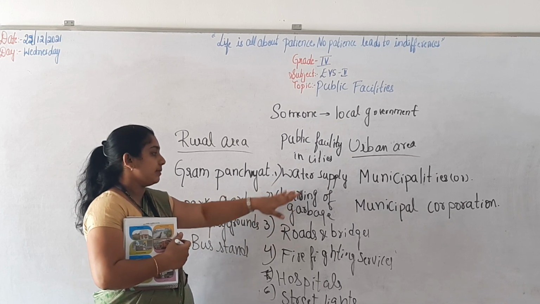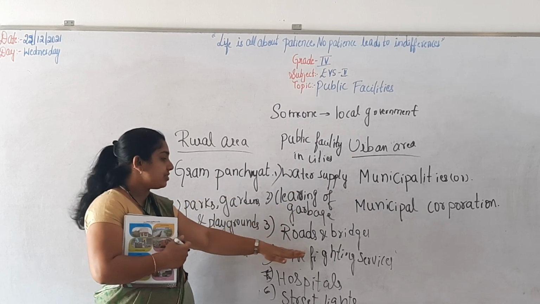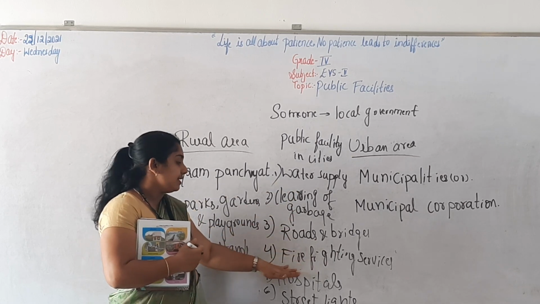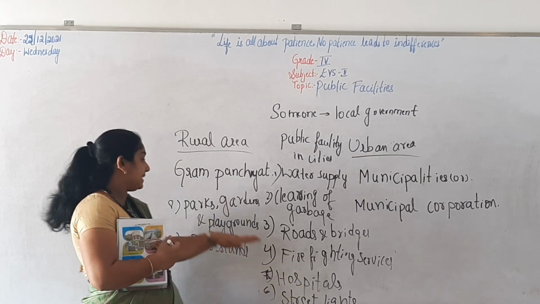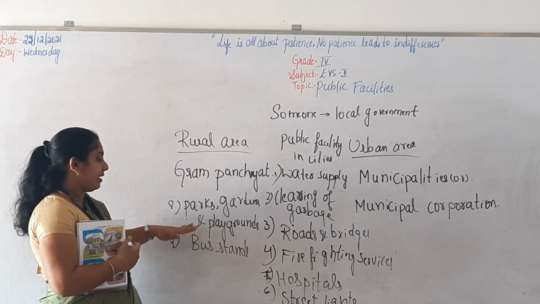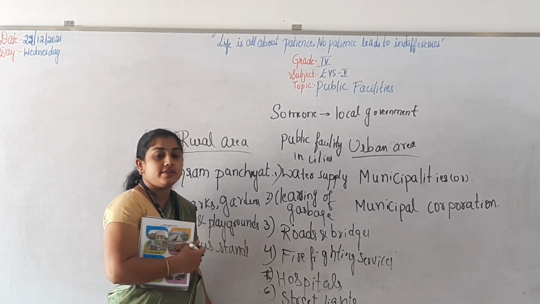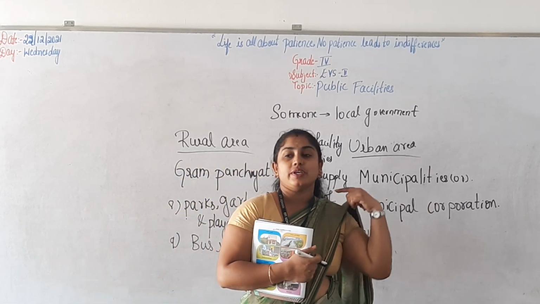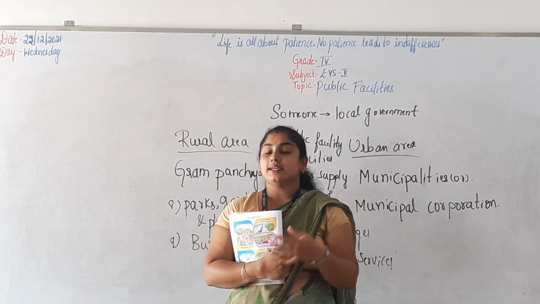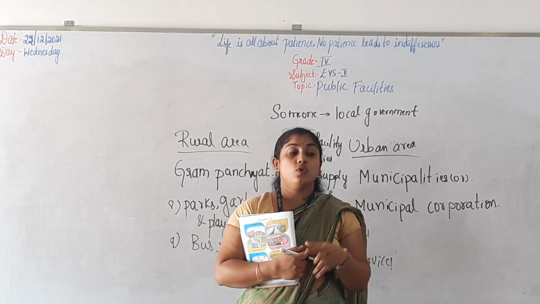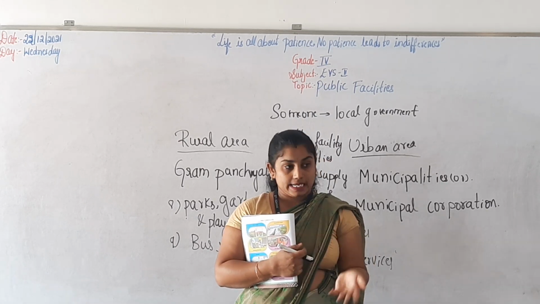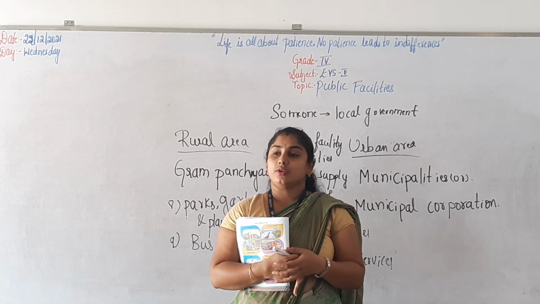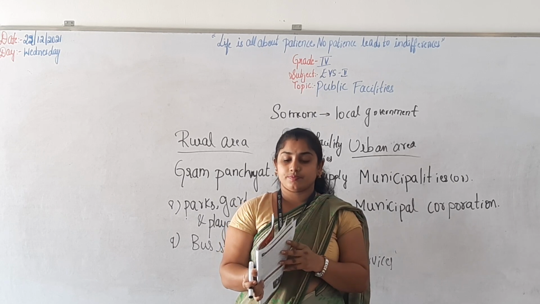One is water supply, clearing of garbage, roads and bridges, firefighting services, hospitals, street lights, parks, gardens and playgrounds, bus stands. Understood? So today in this class we got to know which are the public facilities and who are the persons responsible to take care of the public facilities in urban area and also in the rural area. Any doubts? No, ma'am.